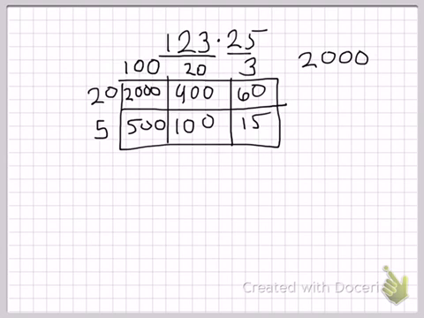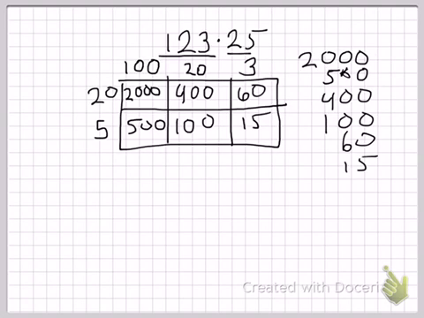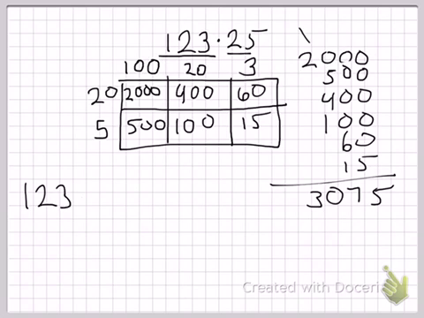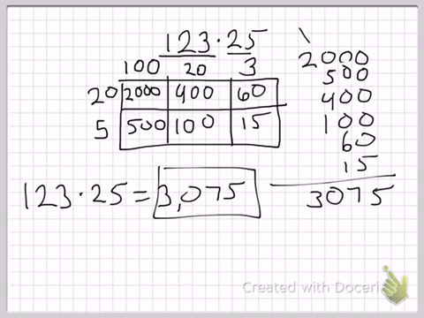I have 6 numbers to stack together this time. 2,000, 500, 400, 100, 60, and 15. That is supposed to be a 0. That doesn't look quite like a 0, so let me fix that. I get a 5, 6 and 1 is 7, 5 and 4 and 1 is 10, and 3. So 123 times 25 is 3,075. Okay, that's the answer I'm looking for.